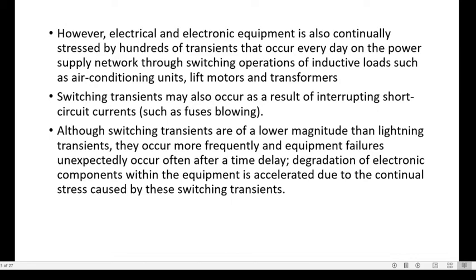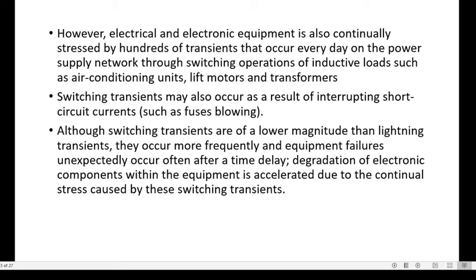However, the electrical and electronic equipment is also continually stressed by hundreds of such transients every day during their operation. It happens every day on the power supply network through the switching operations of the inductive loads such as air conditioning units, lifts, motors, and the transformers. So these events are occurring hundreds or thousands of times.